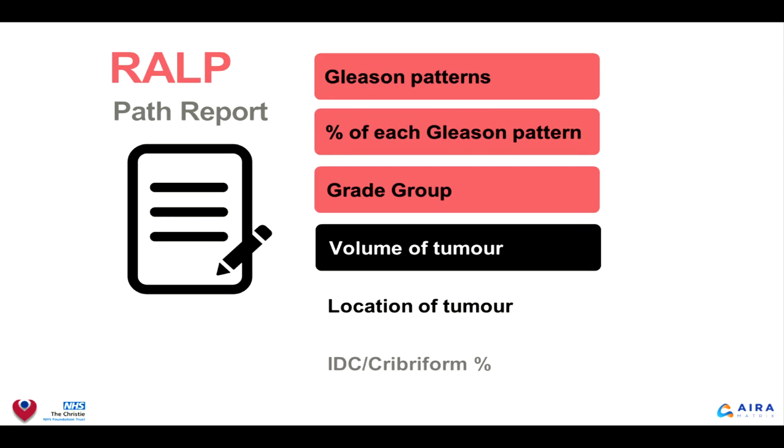When we are issuing a pathology report, it is expected that pathologists will comment on some findings, namely the Gleason patterns, primary, secondary, tertiary, the percentage of each Gleason pattern, then the grade group. In addition, it is expected also that we comment on the volume of tumor, the location of it, and also more recently, the amount of intraductal carcinoma and cribriform morphologies.